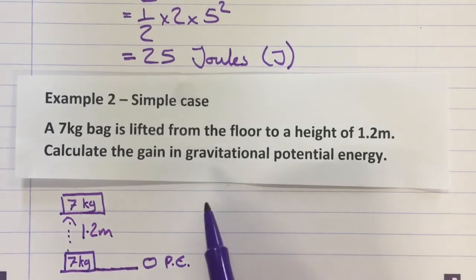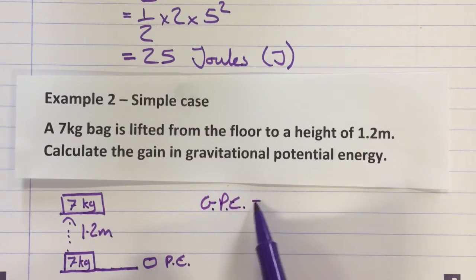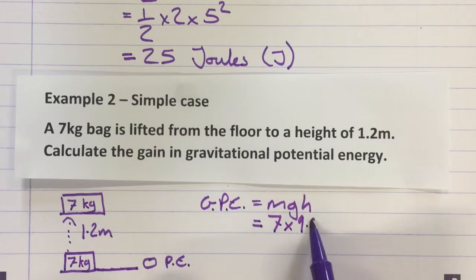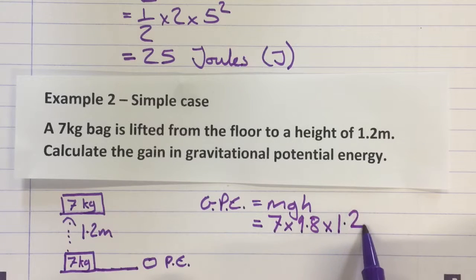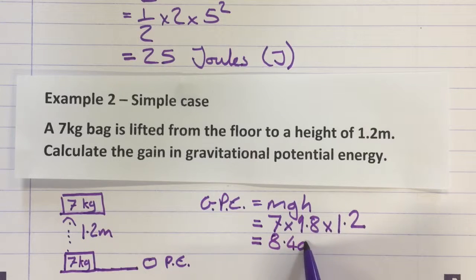Then all we're going to do to work out our gravitational potential energy is use mgh, which is equal to 7 times 9.8 times 1.2, which equals, and I've forgotten my calculator, so I'm going to put it as 8.4 g. And again, that would be measured in joules.